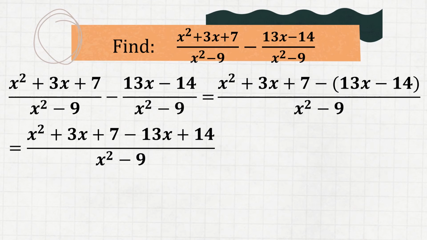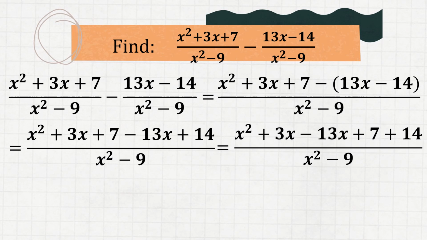So, ito na, by using the distributive property, naging x squared plus 3x plus 7 minus 13x, then negative times negative 14 will be equal to positive 14. Then, copy ulit the denominator. Then, pwede mo itong i-rearrange since mag-combine like terms tayo kasi may mga terms na magkaparehas. So, ito na yung magiging form niya, x squared plus 3x minus 13x plus 7 plus 14.